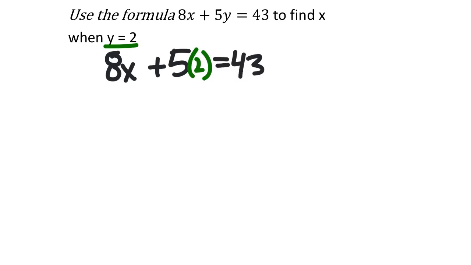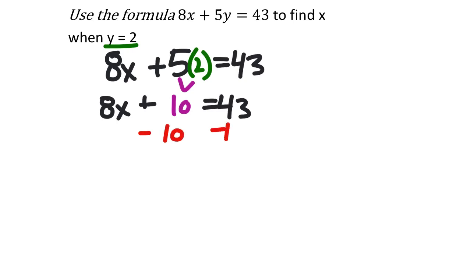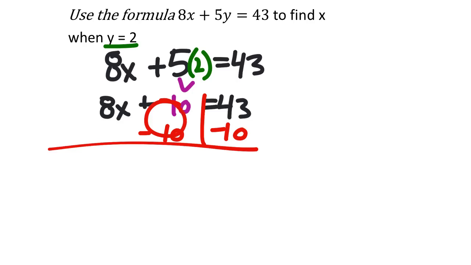So yeah, let's go ahead and solve this, right? 5 times 2, that's 10. And hopefully we see that this is a two-step equation. I don't want that plus 10 there, so I'm going to zero it out by subtracting 10 from both sides of the equation. That does zero out. I'm left with 8x equals 33, I guess.